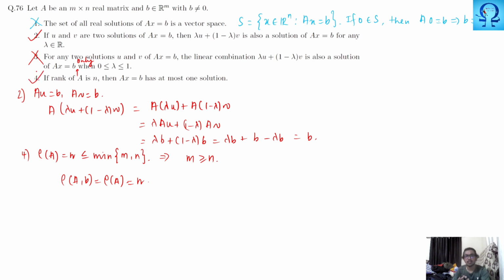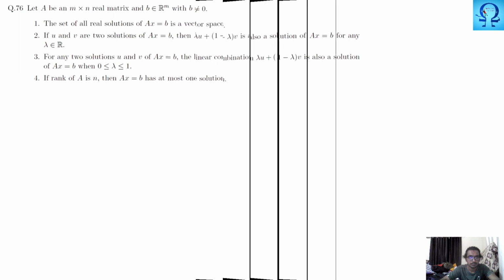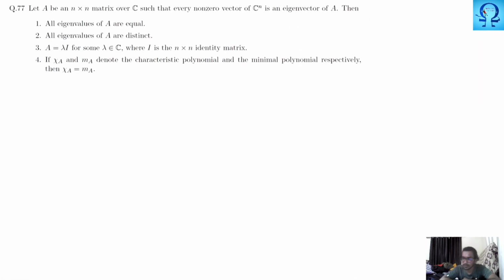Here exactly it will have a unique solution, but according to the statement "at most one solution", what they are trying to say is that if we have a solution, we'll have a unique solution. If it does not have a solution, no solution. That's it. Option 4 is also a true statement. Moving to the next question.